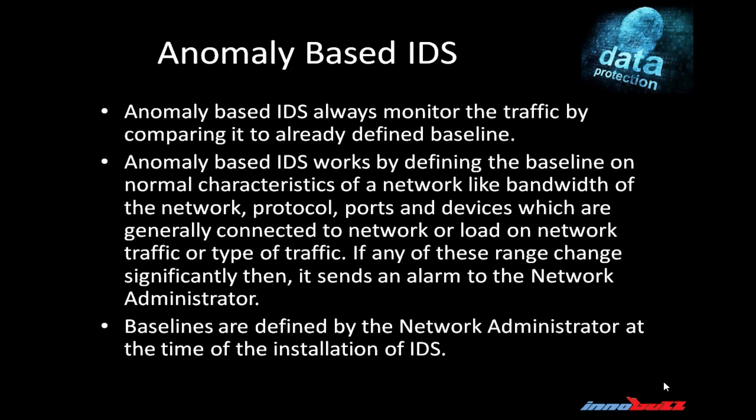The fourth one is anomaly-based intrusion detection system. Anomaly-based IDS always monitors the traffic by comparing it to an already defined baseline. Anomaly-based IDS works by defining the baseline or normal characteristics of a network: line bandwidth of a network, protocols, ports, and devices which are generally connected to the network, or load on network traffic or type of traffic. If any of these ranges change significantly, then it sends an alarm to the network administrator. Baselines are defined by the network administrator at the time of installation of IDS.